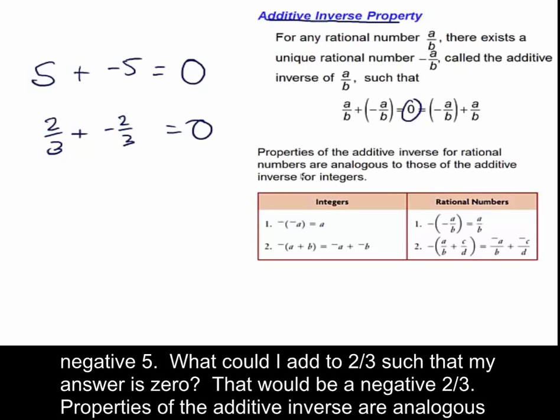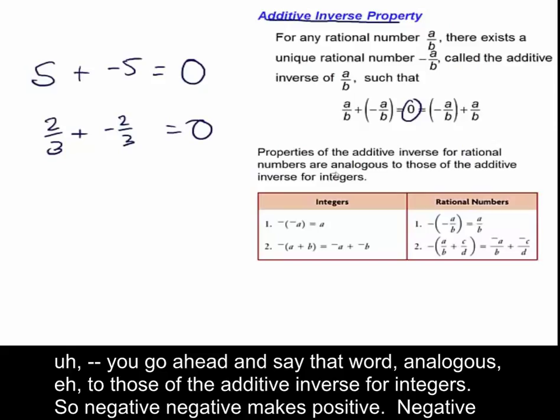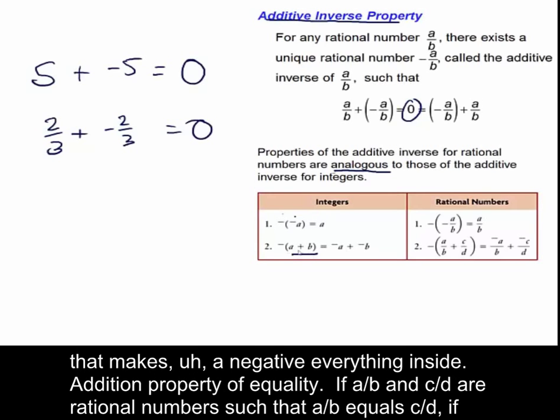Properties of the additive inverse are analogous. You go ahead and say that word. Analogous to those of the additive inverse for integers. So negative negative makes positive. Negative of a sum makes a negative of everything inside.